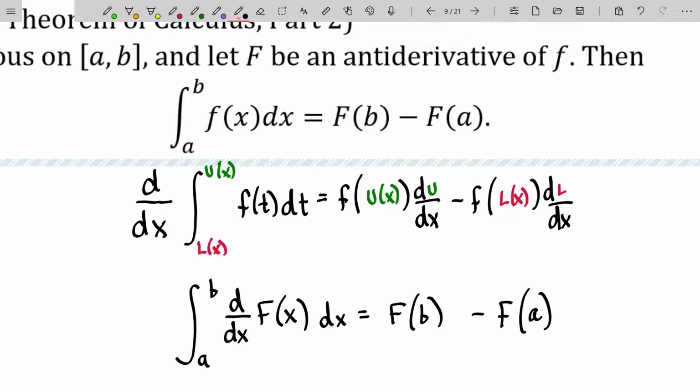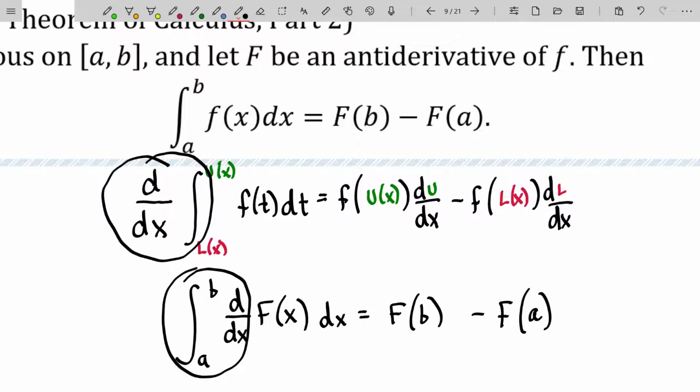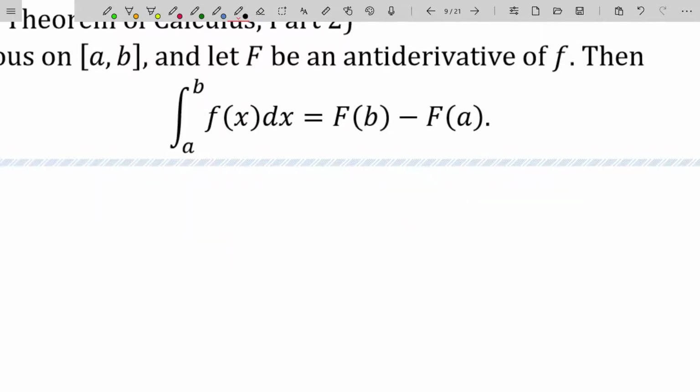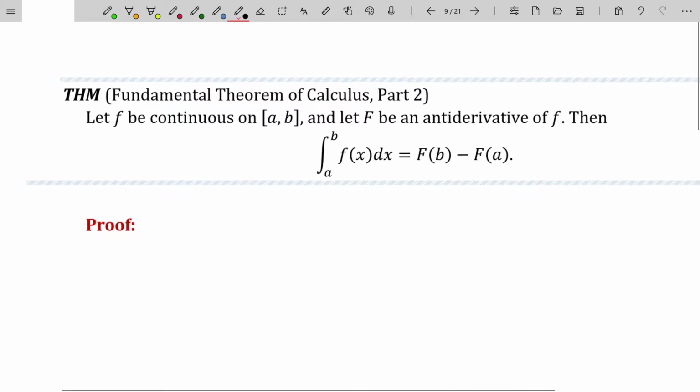So the fundamental theorem of calculus part 1 says derivatives sort of undo integrals, and the fundamental theorem of calculus part 2 says, oh, by the way, integrals sort of undo derivatives. They sort of undo each other. Pretty rad. Now let's go ahead and prove this bad boy, and we'll use it in a different video.